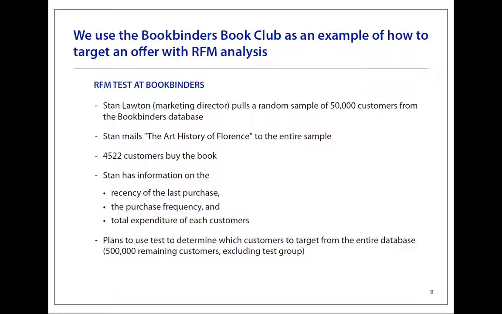So what they did first is that they made a random sample, a random draw out of the whole database, and the random sample is 50,000 customers. Then they sent this offer to every one of these 50,000 customers, among which 4,522 responded; they bought the book. Now we have information about the recency, frequency, and monetary for the whole database.